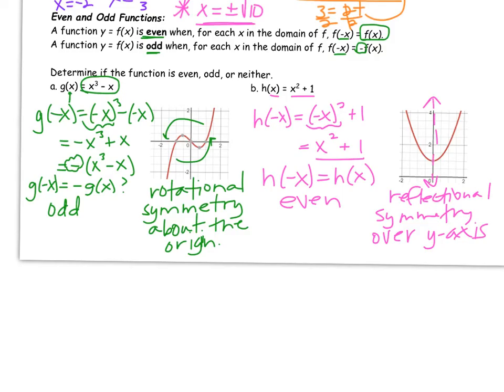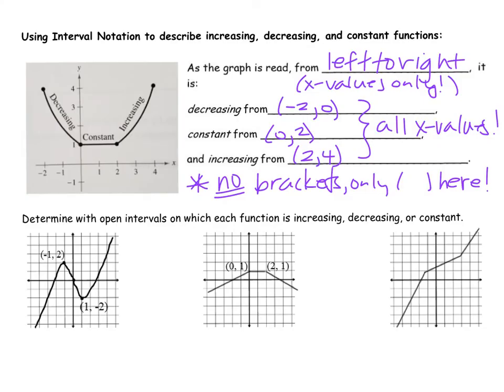All right, one more slide. Our final section in Lesson 2.3, using interval notation to describe increasing, decreasing, and constant functions. You read the graph from left to right. We're only going to look at x values for these solutions. On the left side of the graph, going towards the right, you'll notice the graph is decreasing. On the x-axis, it starts at -2 and ends right in the middle at 0. That means it's decreasing from -2 to 0.